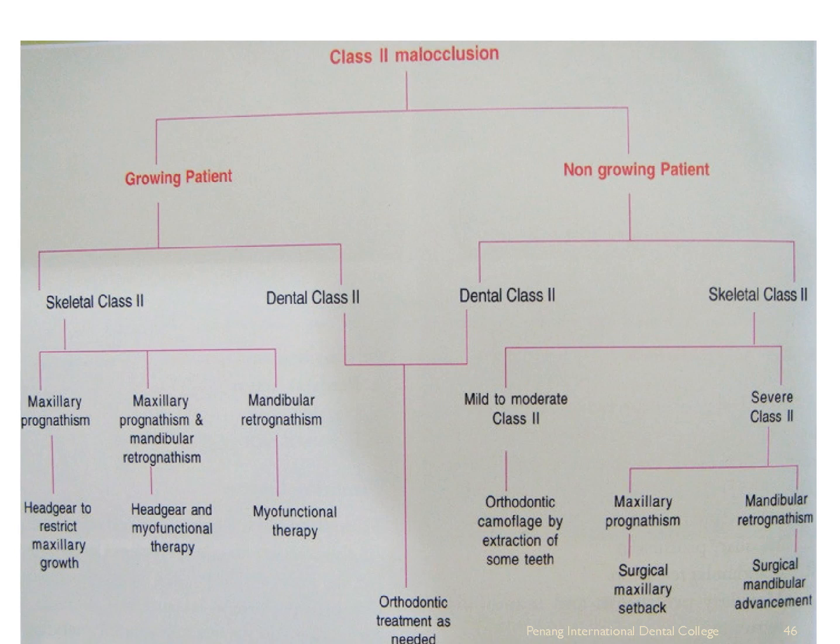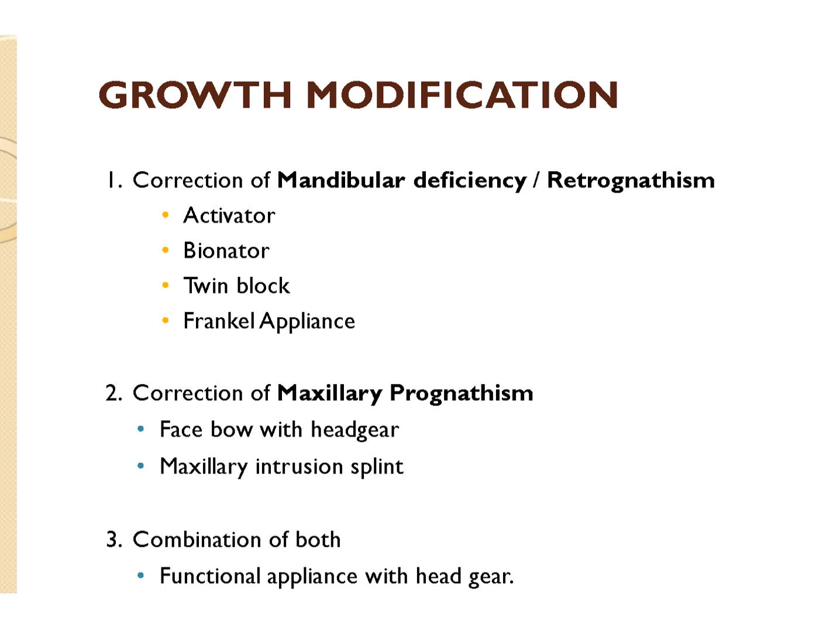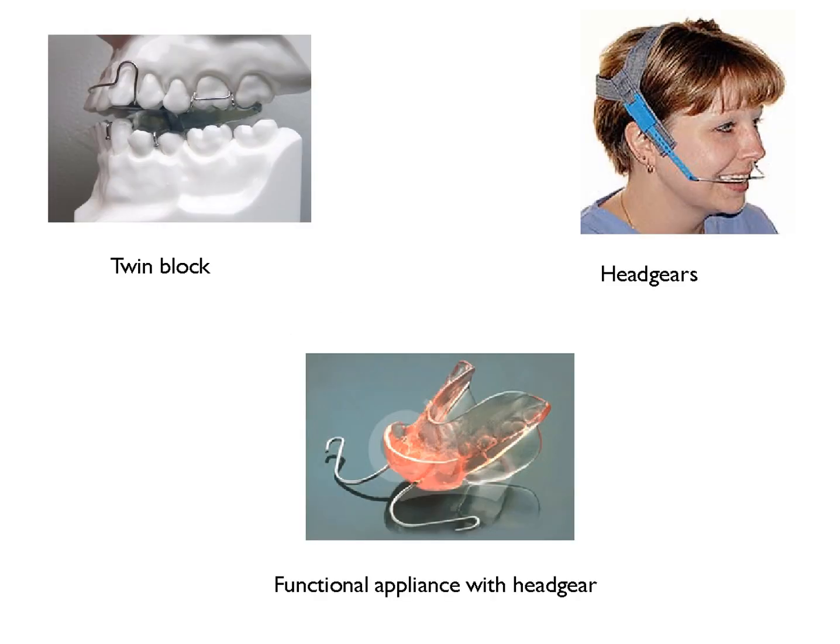If it's a severe class 2, it depends on whether the problem is in the maxilla, that is maxillary prognathism, then you do a Le Fort 1 osteotomy with maxillary setback. If it is a mandibular retrognathism, you do BSSO, that is bilateral sagittal split osteotomy, right, with mandibular advancement. I want you all to go and read through this and see if you can understand. I hope the myofunctional appliance and the orthopedic appliance chapters are done, so you know how these appliances look and how they work. So I'm not going into much detail about it.